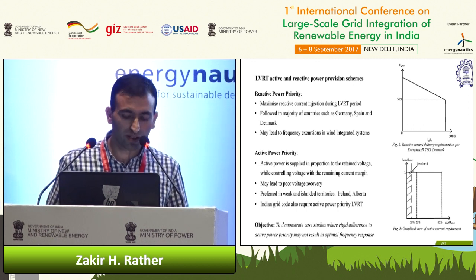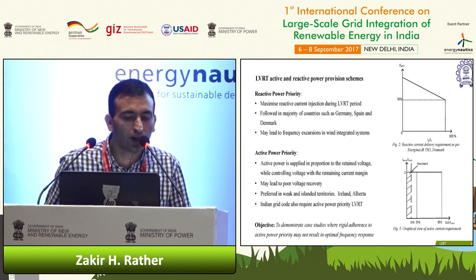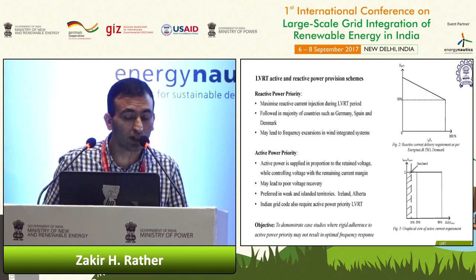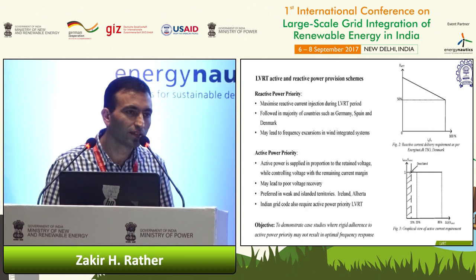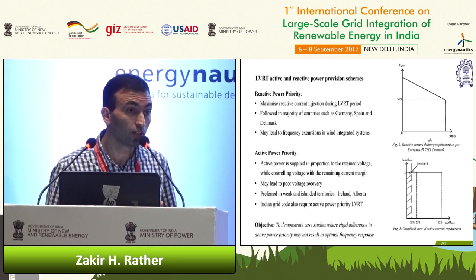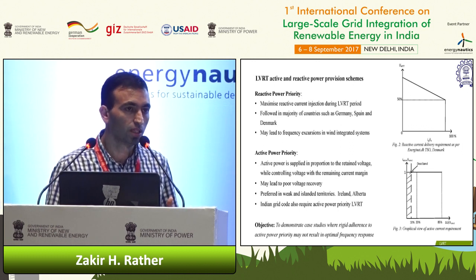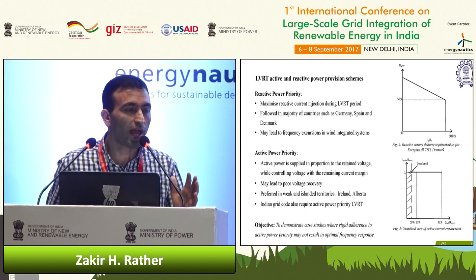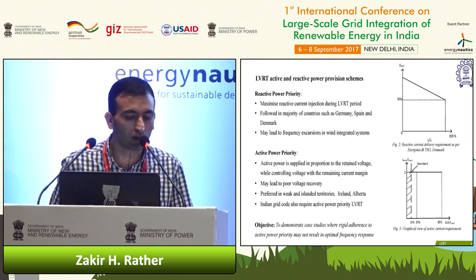So this reactive power priority LVRT grid code is followed in most of the countries. The other LVRT requirement, which is different from this reactive power based LVRT, is known as active power priority, where during the fault, during the voltage dip, the wind turbine is not supposed to give priority to the reactive current injection. Rather, it is supposed to give priority to the active current injection during the voltage dip. So the priority goes to the active power injection to the grid during this LVRT event, during the fault and following the recovery of the voltage.